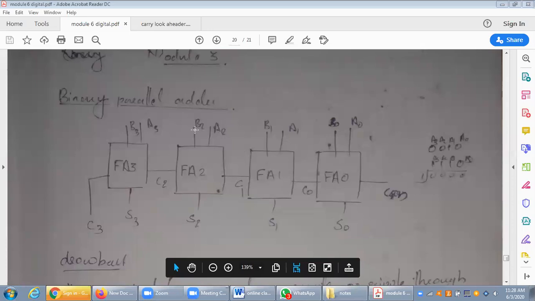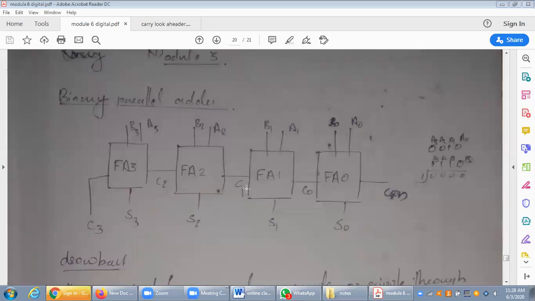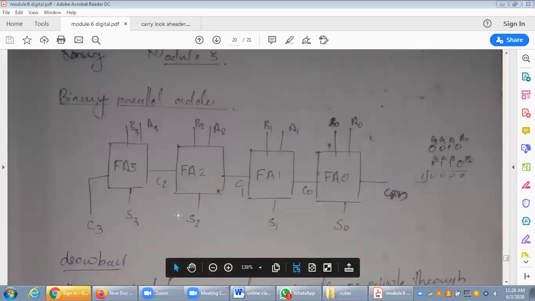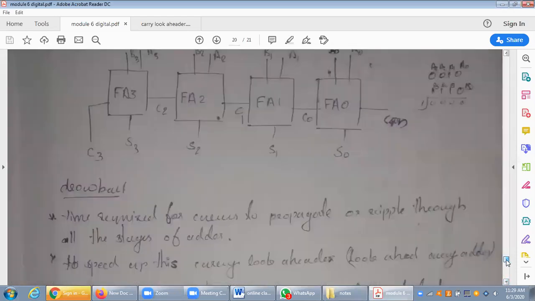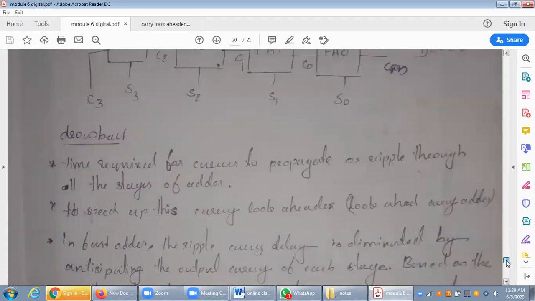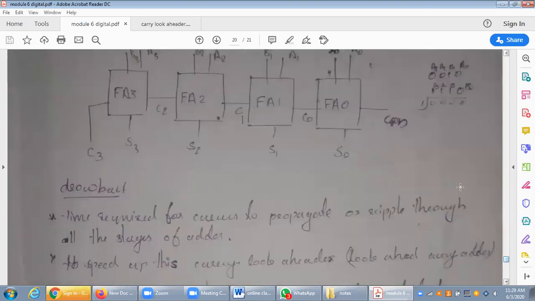Similarly A2 and B2 will be summed using C1. Then S2 and C2 will be produced. The C2 will go to the next full adder. Then we'll get S3 and C3. So this is the process for a binary parallel adder. Then we'll see what is the drawback of this method.